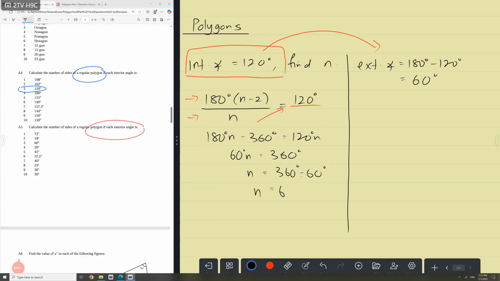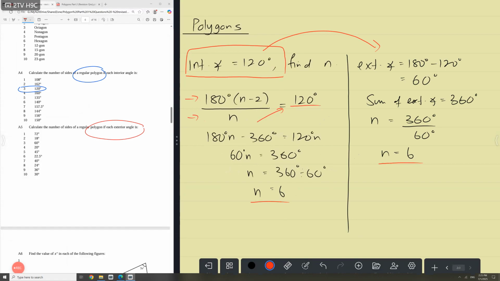And we know the sum of exterior angles equals 360 degrees, regardless of the number of sides. That means to get n is simply 360 degrees divided by 60, and you get n equals 6, which is the same as what we got in the previous method.